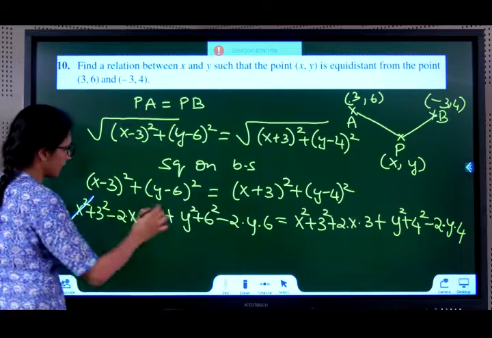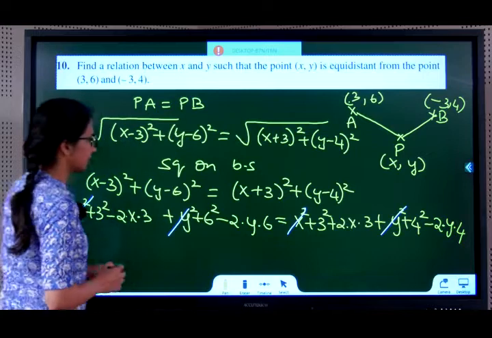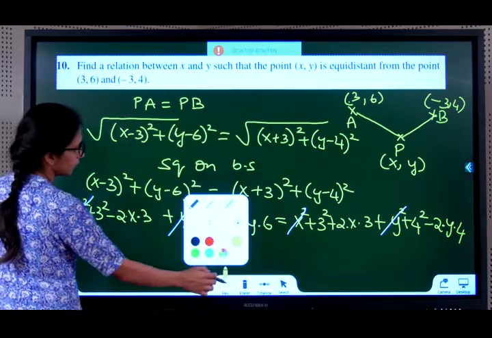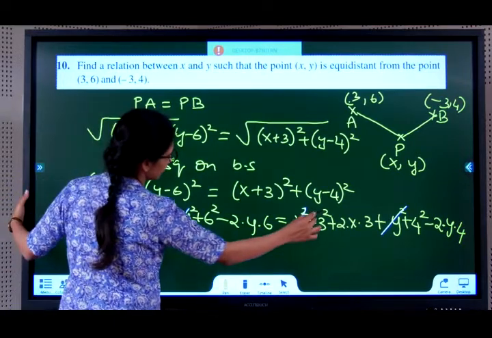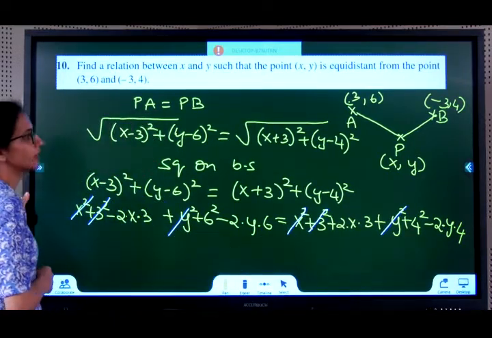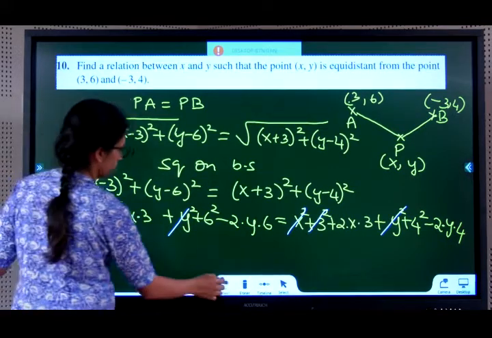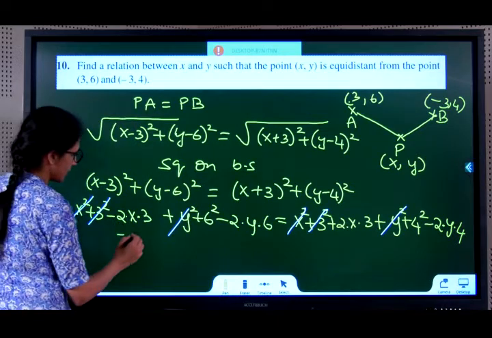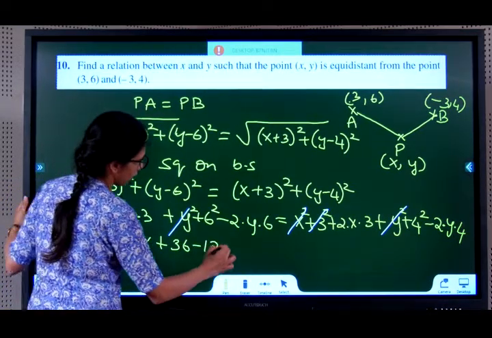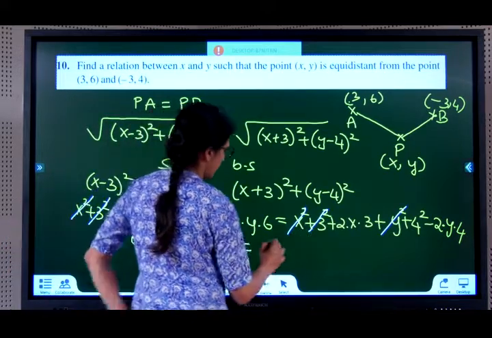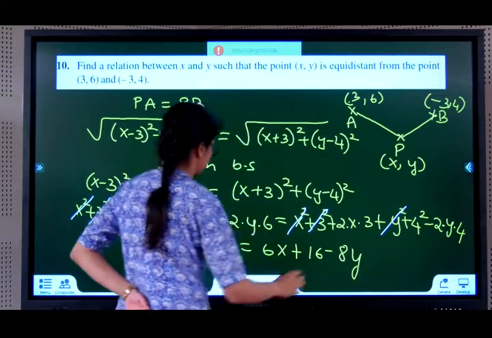Cancel whatever possible. x square, y square will go with x square, y square. Will anything else get cancelled? No. So now continue solving. How about plus 3 square and plus 3 square? Both of them have the same sign. They will also cancel. Okay, anything else? No. Minus 6x plus 6 square is 36 minus 12y is equal to plus 6x plus 16 minus 8y.